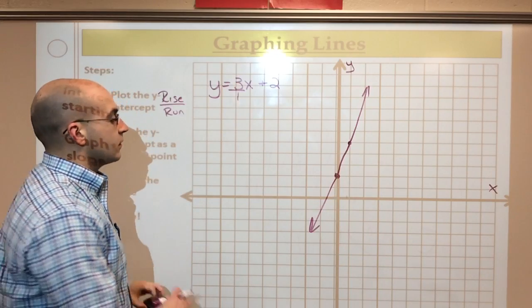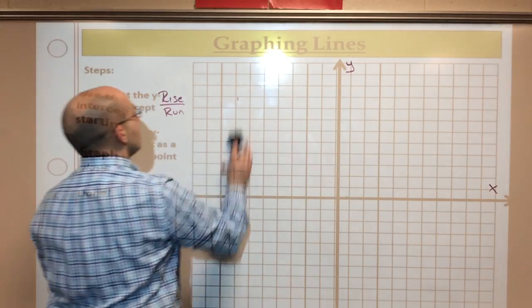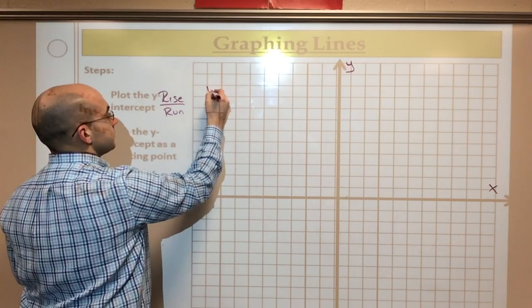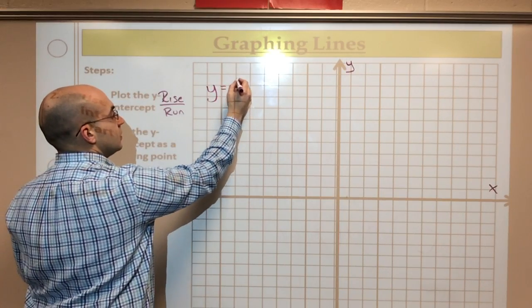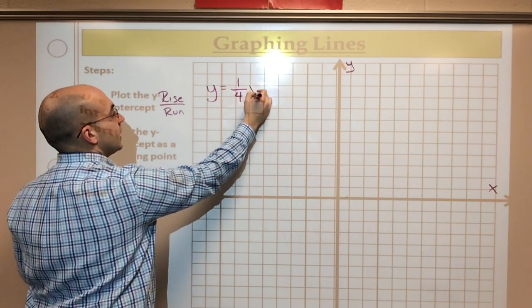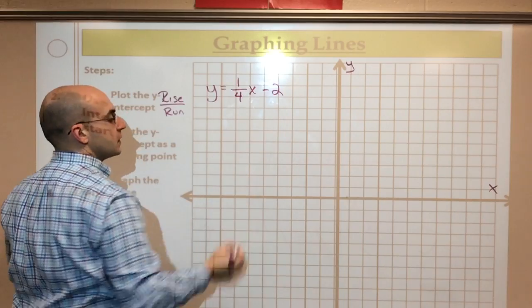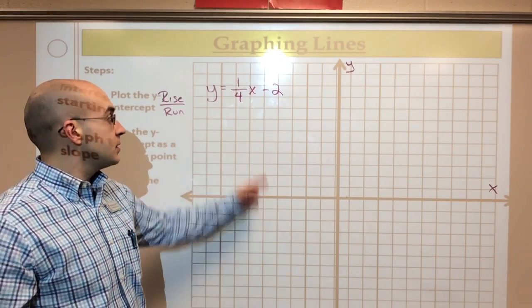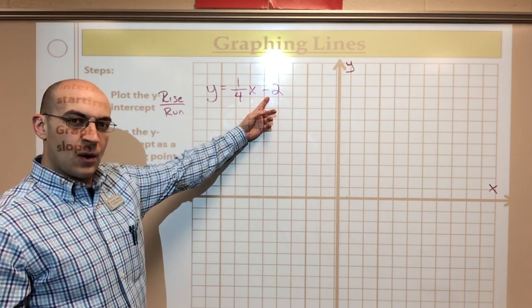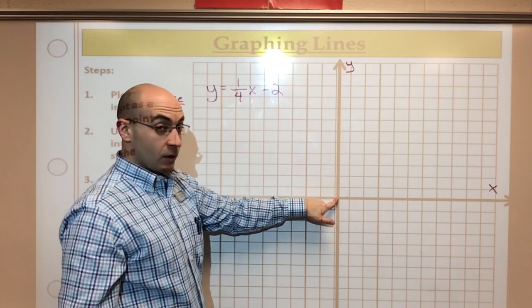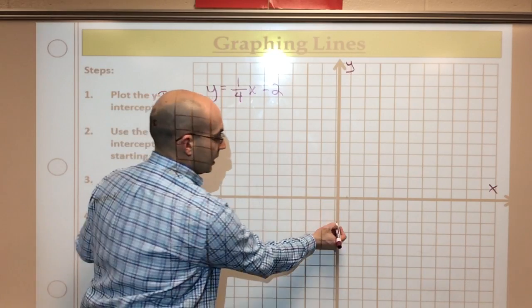All right, let's try another one. Let's go with y equals 1 over 4x minus 2. First step, plot the y-intercept. Y-intercept is negative 2. Start at the origin, go down 2, 1, 2. Plot a point.